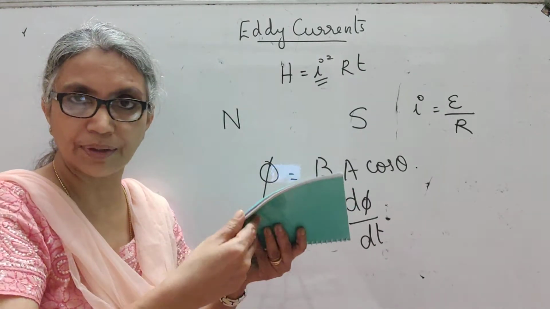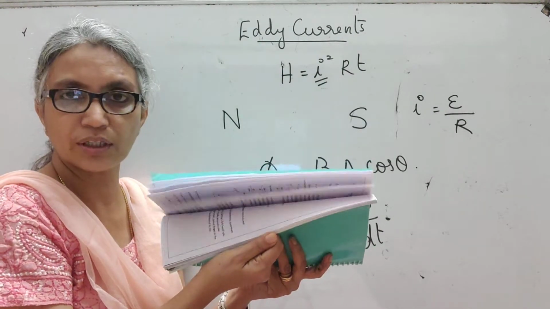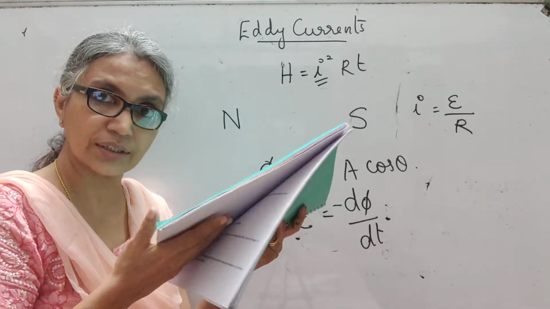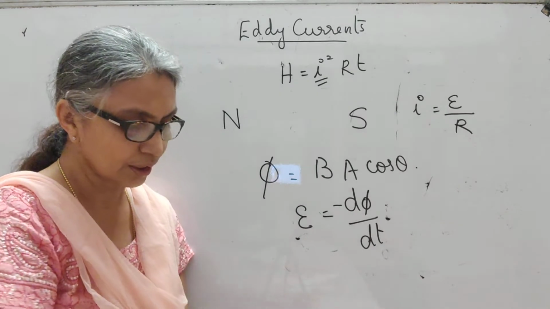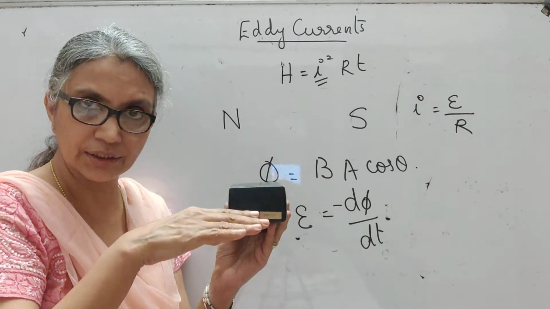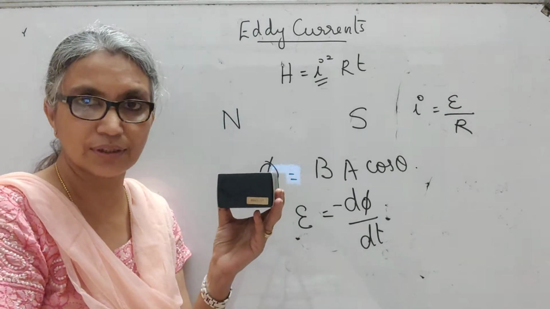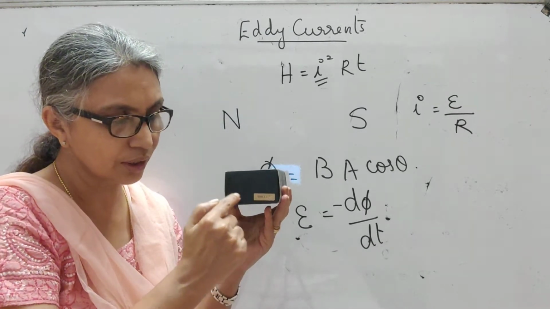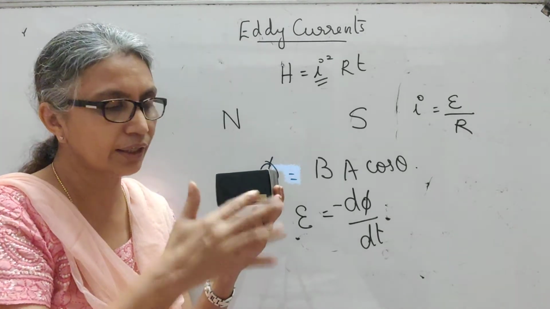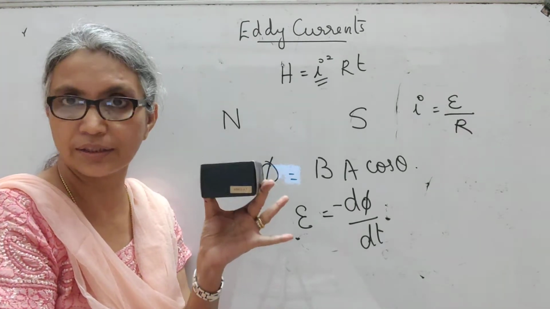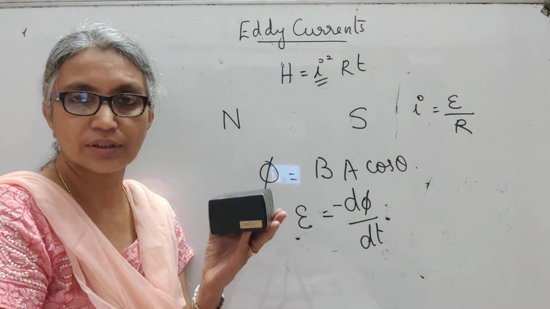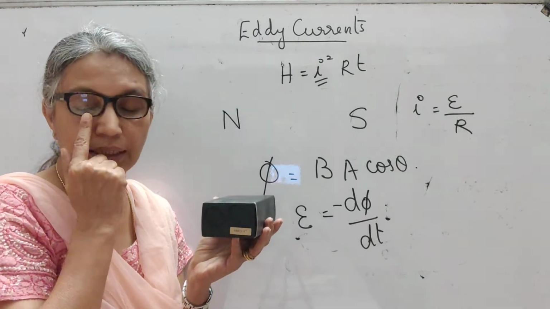Instead of taking it as a bulk core, you can make it into thin sheets like this, and in between the sheets you can insert an insulation. If this is in the form of thin sheets, and in between you have introduced insulation, then the induced current does not get a complete path to flow because of the insulator, and thereby you can reduce the eddy current set up in the bulk piece of metal and thereby reduce the heat. So this is one way in which you can minimize eddy current.